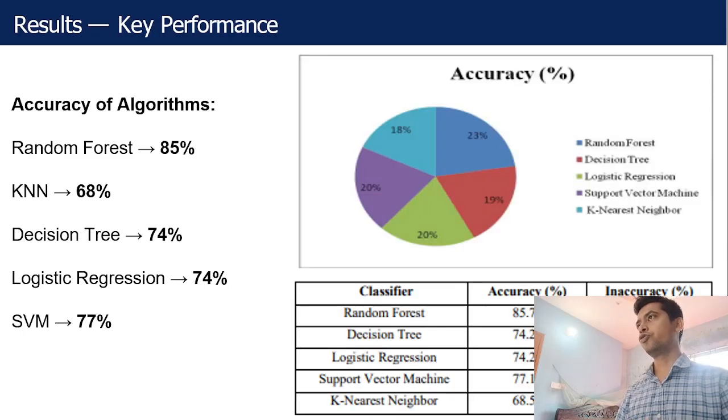The result shows that the random forest had the best performance. After that, the support vector machine did the best performance, and after that the decision tree and the logistic regression had similar performance. Compared to them, the KNN algorithm performed too poorly.